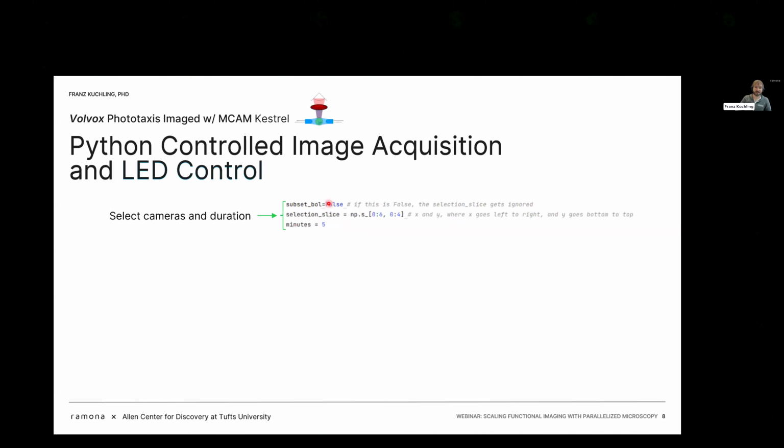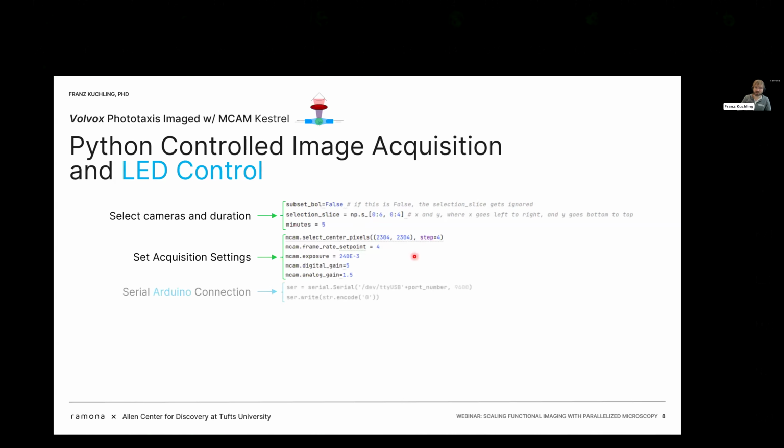In the beginning of the code, you select which cameras you want to use, like the X and Y coordinates of your cameras, and how long you want to image for. And then you can also select the cropping size, the frame rate, and the actual pixel size or binning. So you can do a lot of the pre-filtering in the image acquisition itself, like less area to image and less temporal or spatial resolution, and thereby reduce your data acquisition.